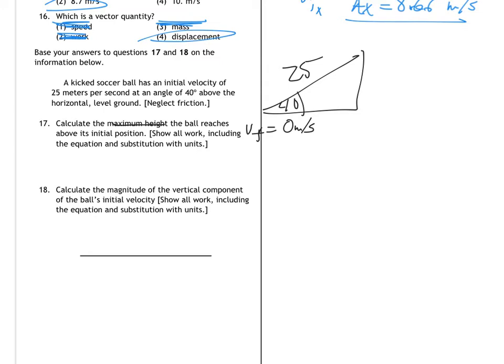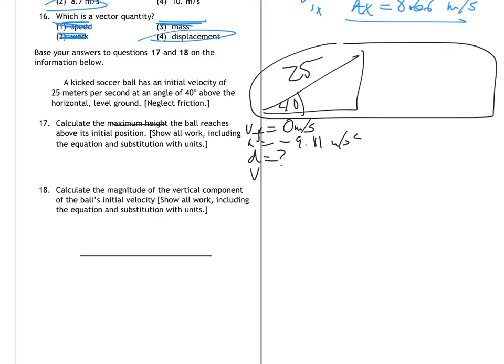We know that VF is 0. We know that A is going to be negative 9.81 meters per second squared. And we're looking for the distance, or the height above the ground, and we can find the VI pretty easily from this diagram. There is a little bit of math I have to do, but I'll call it VIY because I just want the initial velocity in the y-axis, just the vertical part of its initial velocity. So I'll solve for that part now.